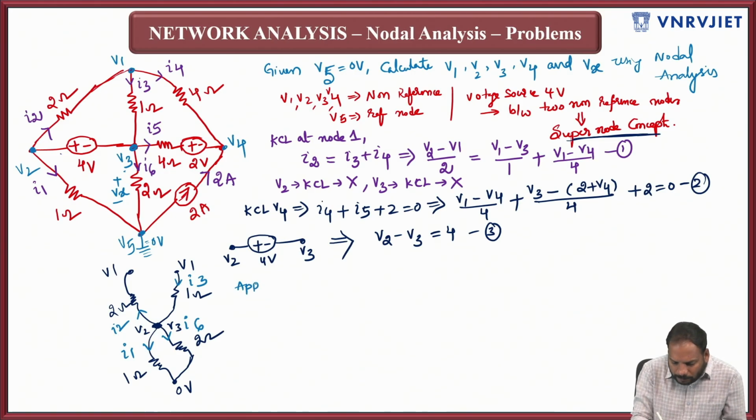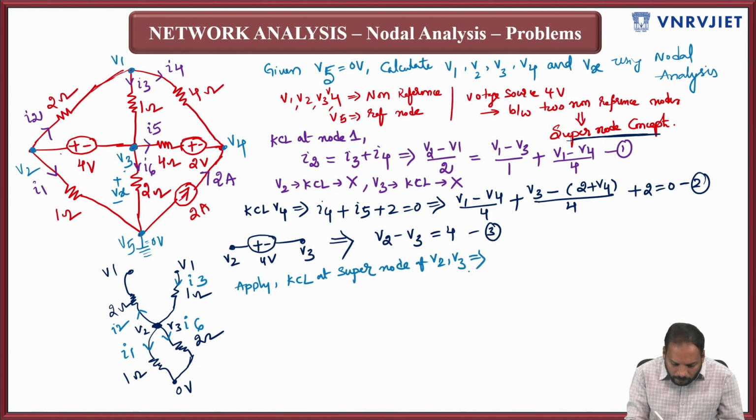Applying KCL at the supernode of V2, V3. Then what are the entering currents? Only I3 is entering. All the others are leaving, right? So I1 is leaving, I2 is leaving, and I6 is leaving.